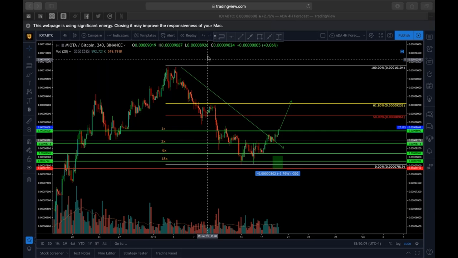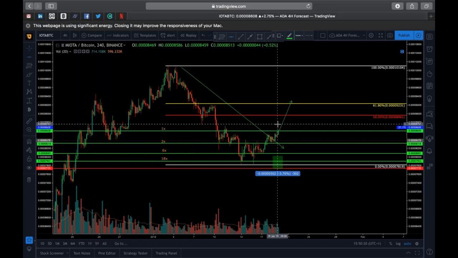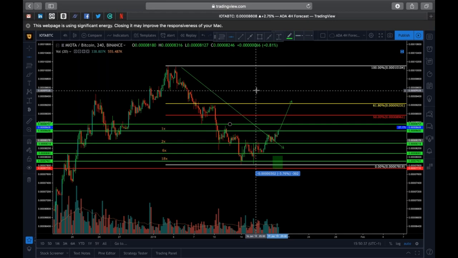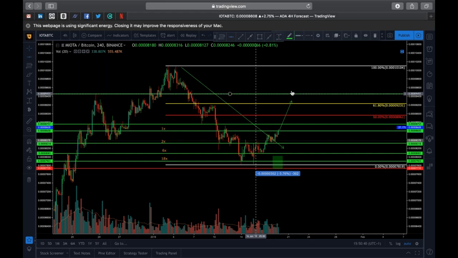If you like it safer, you would be like, okay, my very first entry is here, my first take profit is here, I'm almost guaranteed to make some gains. And then next take profit, and then you would put your last take profit on this one here. So you would basically enter here and take profit on.